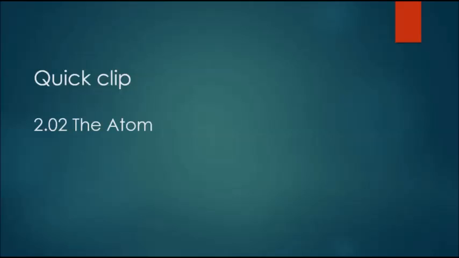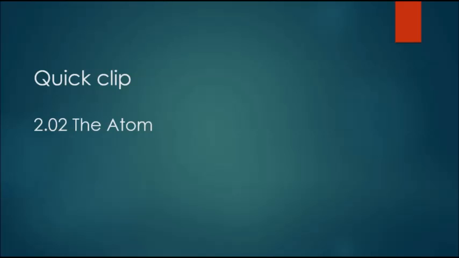This is Quick Clip Lesson 2.02, the atom. And the first thing you should understand about the atom is that it is an example of how scientific knowledge grows from one scientist to the next, to the next, to the next. And it's an evolution of information. It's an evolution of knowledge.